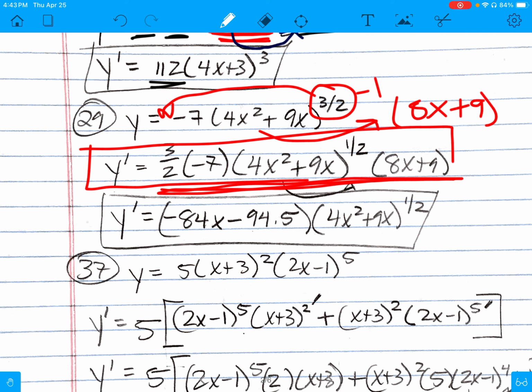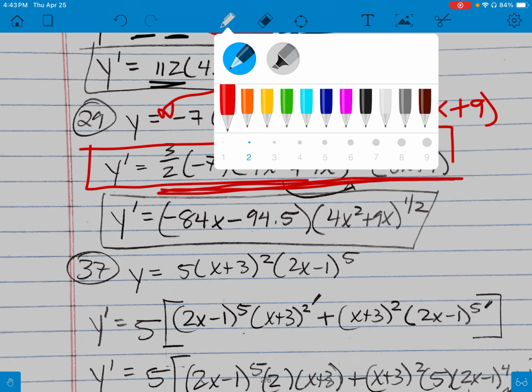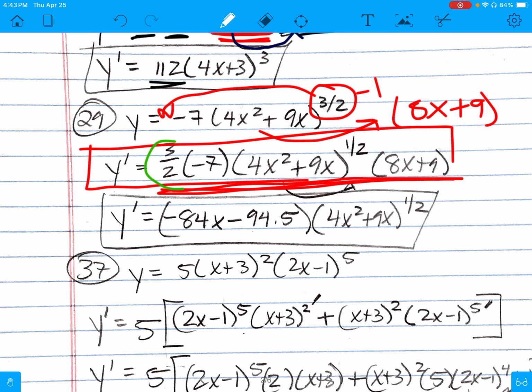I didn't. I took the 3 halves times negative 7 and just distributed it to the inside of the 8x plus 9, that quantity. And that's where the negative 84x minus 94.5 came from. And then the quantity 4x squared plus 9x all raised to the 1 half just carries down. There's nothing we can do to simplify those two together because of this 1 half power.